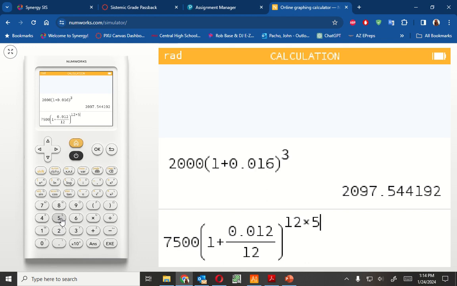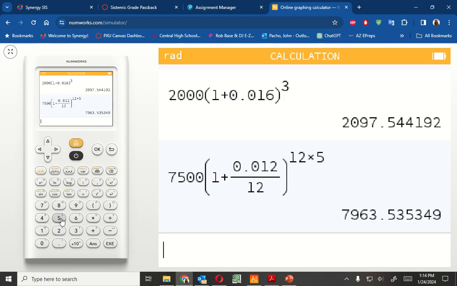What's your answer? 5.4? It's 53. 53, 5. But you just round it up. Yes, it is 5.4. So 7963.54, because the next one's a 5. 5 is going to round it up. There we go. 7963.54.